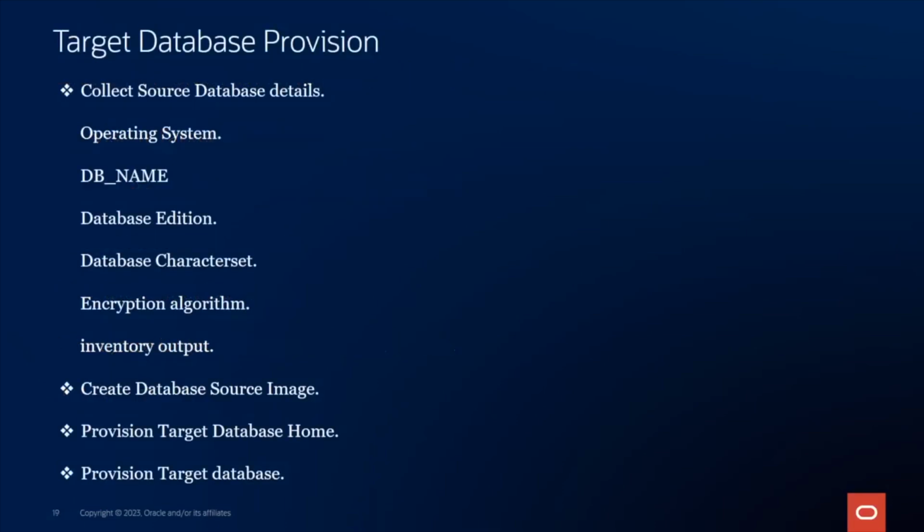But before that, the first task is, of course, we need to create a target, which is an empty, in the sense a placeholder, target. So for the target creation, we need to have a few things ready. For example, if your source is on AIX, the physical online migration that we are going to cover today will not help. So of course, it should be on Linux x86.